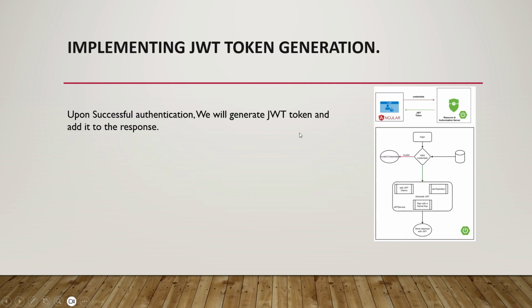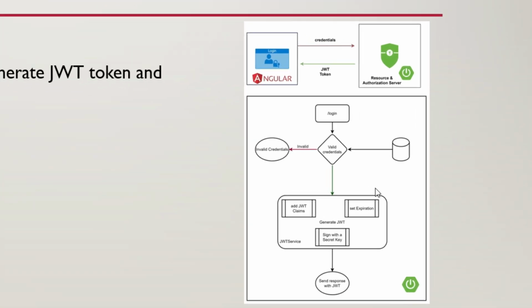So for token generation, we're going to create a JWT service. Upon successful authentication, the JWT service is going to generate a JWT token, the JSON Web Token, with the claims, and it's going to set the expiration of the token, how long the token should be valid, and it is going to sign the token with a secret key and send it back to the Angular application.